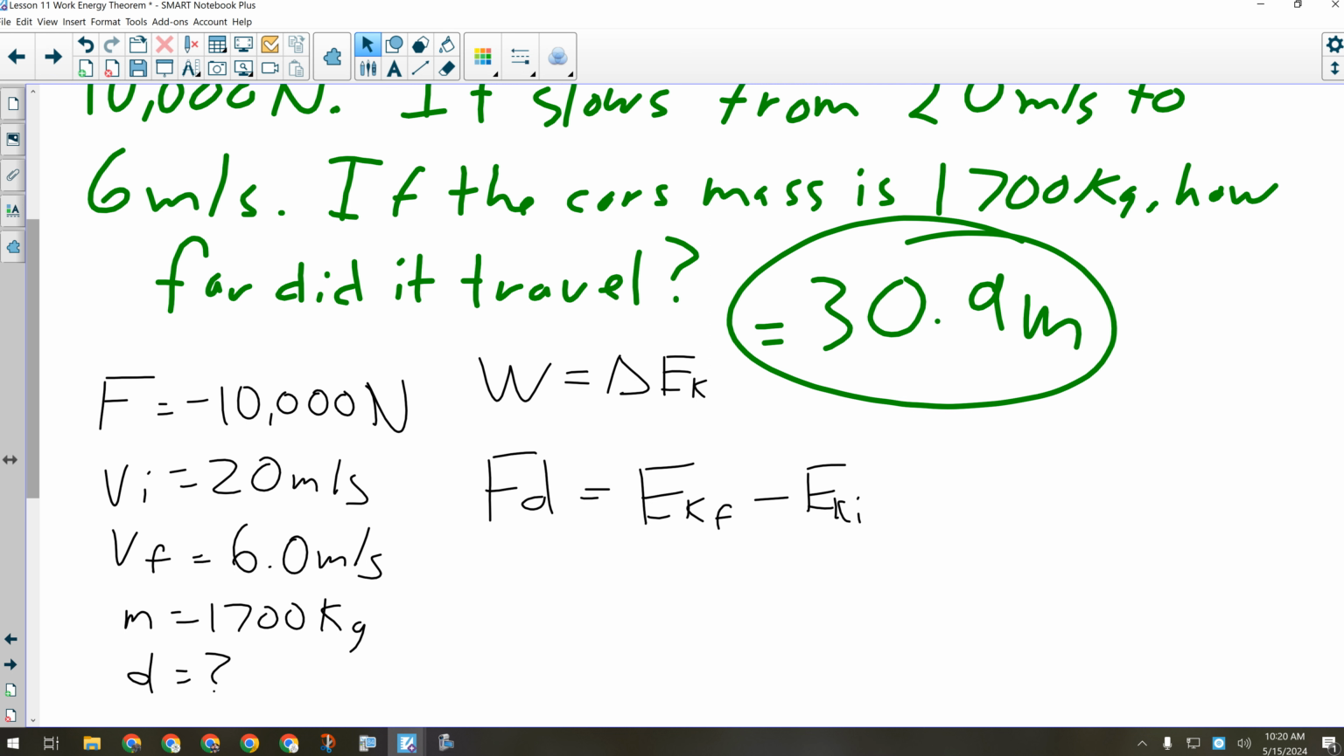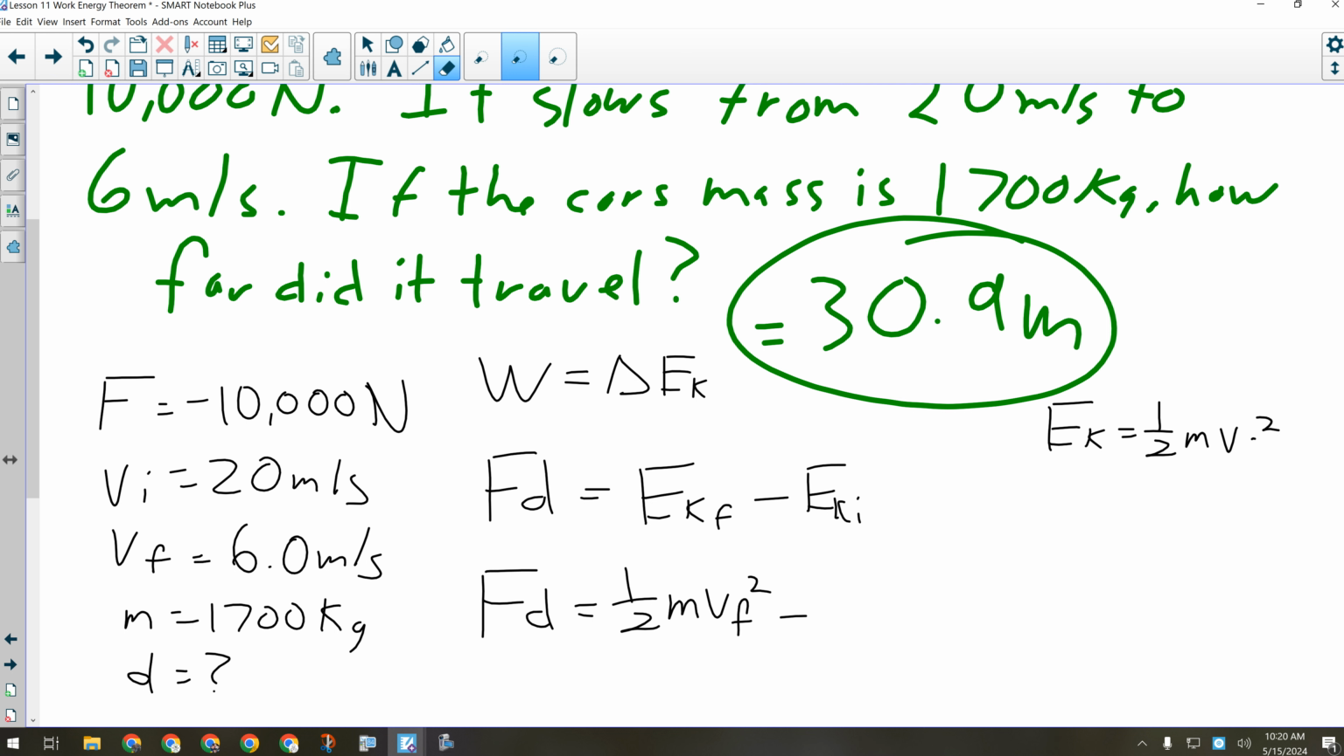We did a few problems yesterday where one of the 2 energies was 0, and that kind of made things easier because we could just get rid of it. In this case, we can't. Do I have a formula that solves for kinetic energy? I do. On my formula sheet, it says that kinetic energy is 1/2 times the mass times the speed squared, V squared. So can I plug that in for these 2 terms here? Absolutely I can. So I'm going to have force times distance equals 1/2 times mass times final speed squared minus 1/2 times mass times initial speed squared.